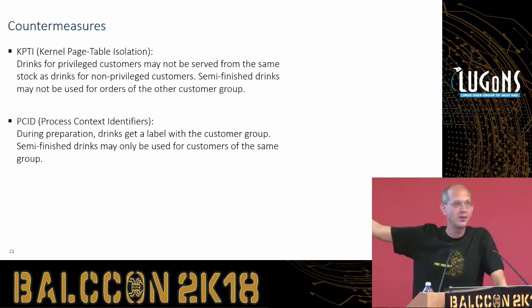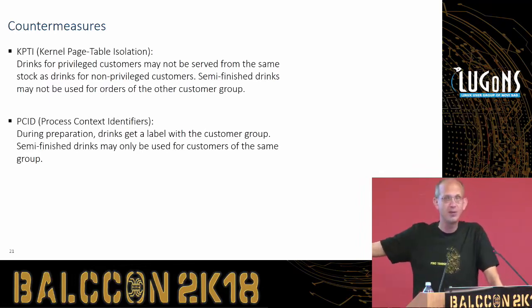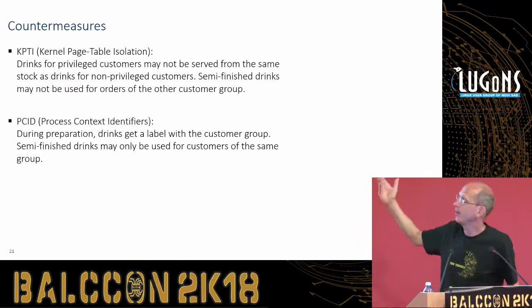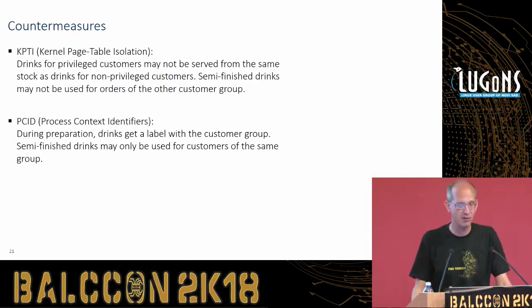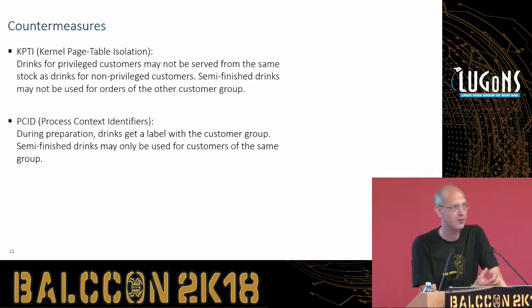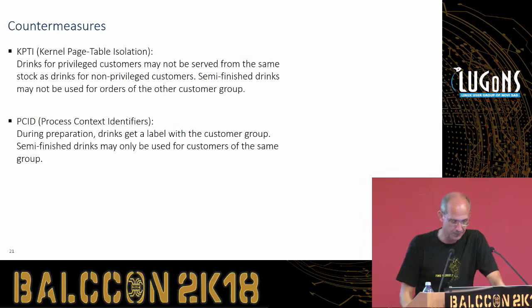These analogies also help us see the problems. The problems of these remedies are that they cost performance, and we can directly see it: if semi-finished drinks may only be used for specific customer groups, that means we have to prepare a drink all over again, even if I have a semi-finished drink at hand. So the barkeeper has to do a bit more work, and that is the explanation for the performance loss of these remedies.